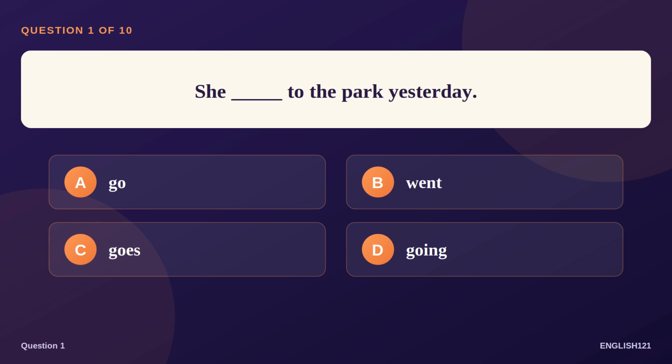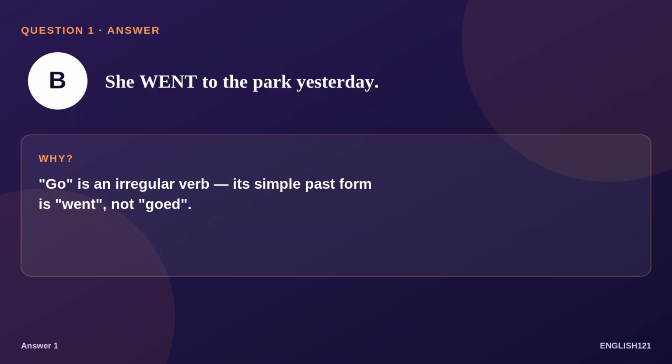First question. She blank to the park yesterday. Go, went, goes, going. She went to the park yesterday. The past simple form of the verb to go is went, not goed.